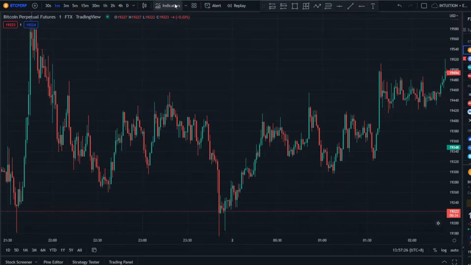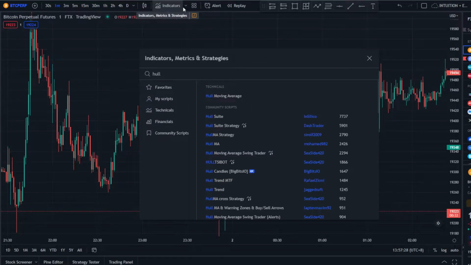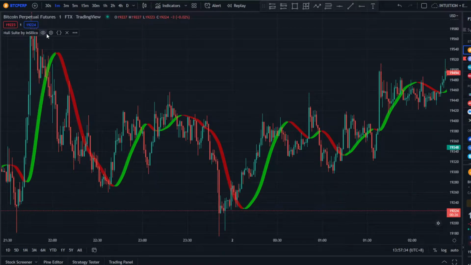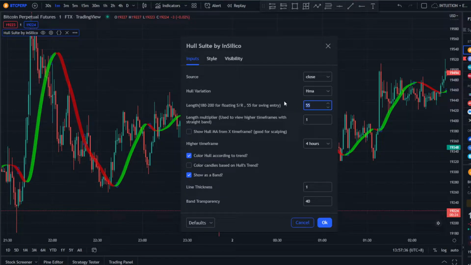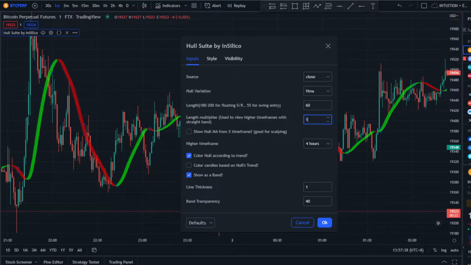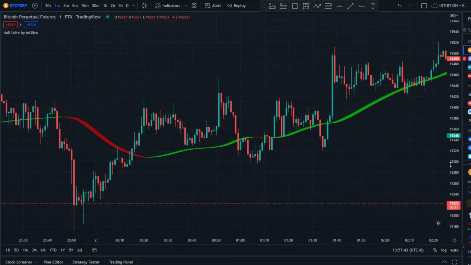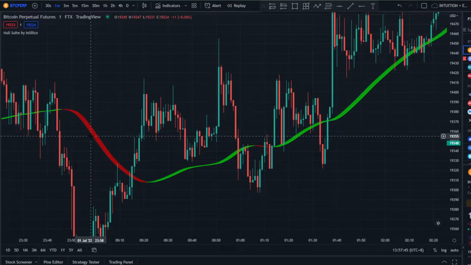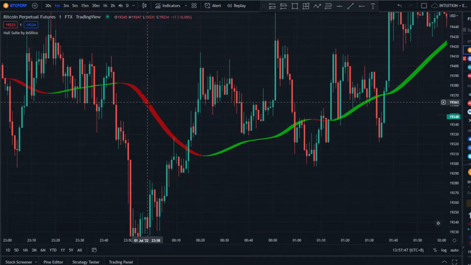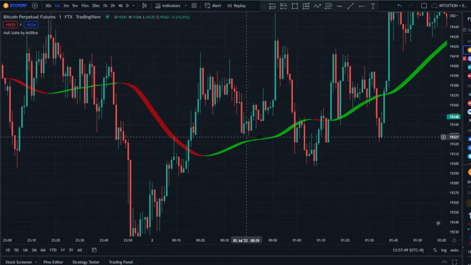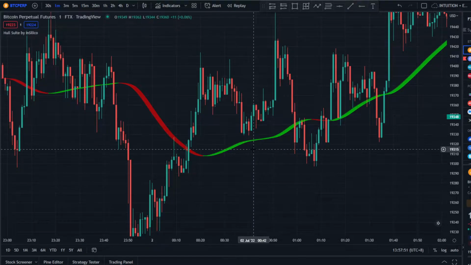The first indicator is your house sweep. So go to indicators and metric strategies, search up house sweep. It is the one by TradeIQ. For this, you want to change the length to 60 and the length multiplier to 3. As you can see, there's green and red variations. You only want to take short positions when there's a red line, and you only want to take long positions when there's a green line.